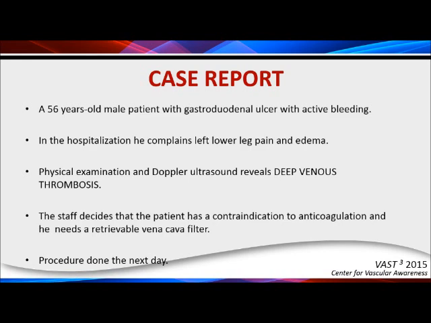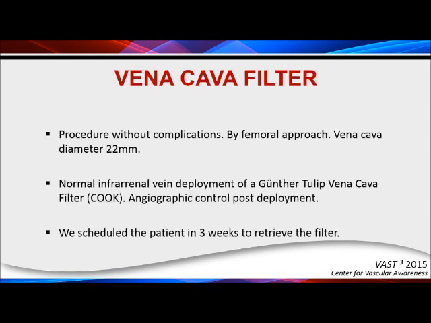The procedure was done the next day without complications, by femoral approach, Vena Cava diameter 22 millimeters. It was a normal infrarenal vein. Deployment of a Gunther Tulip Vena Cava filter from Cook, and angiographic control post-deployment is normal. We scheduled the patient in 3 weeks to retrieve the filter.